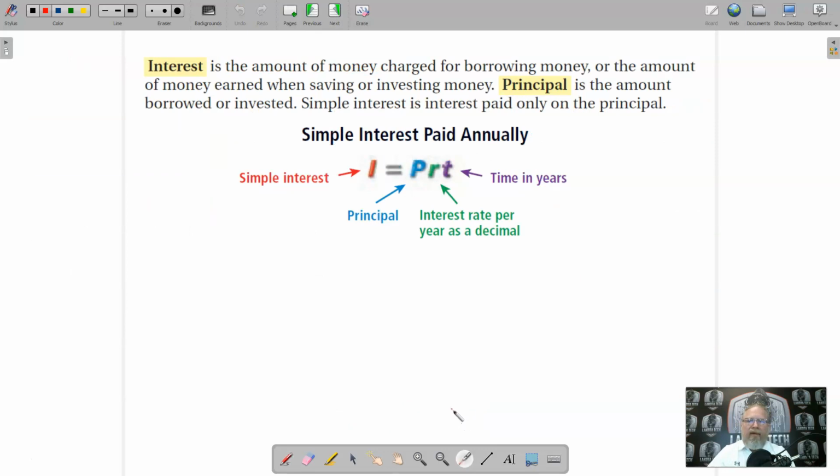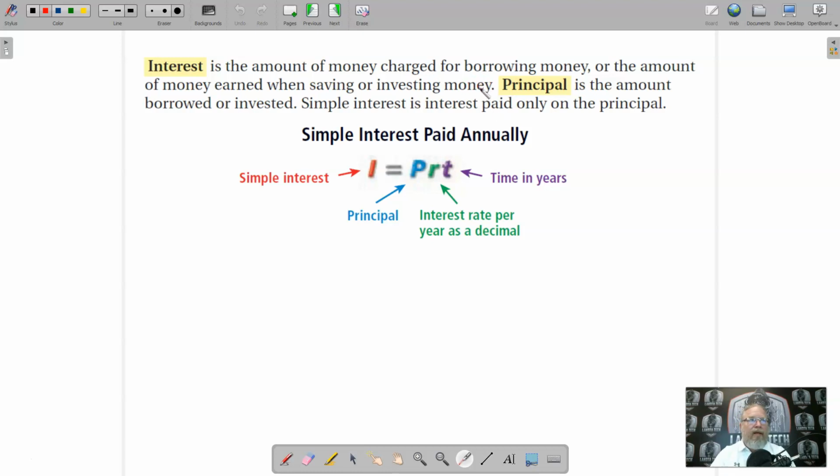Now let's talk about interest. Interest is the amount of money that's charged for borrowing money. So if you go to the bank and borrow money, they're going to charge you interest for borrowing it. It's like a fee to borrow money. Or the amount of money earned when saving or investing money. So if you put money into the bank, they pay you interest back for holding your money. Basically, they're taking your money and loaning it to other people and charging interest for that.